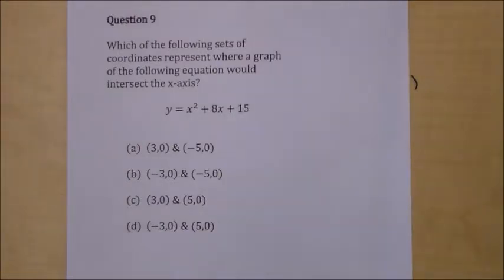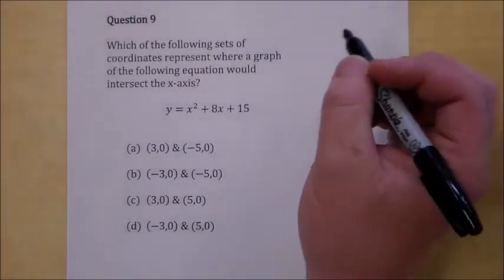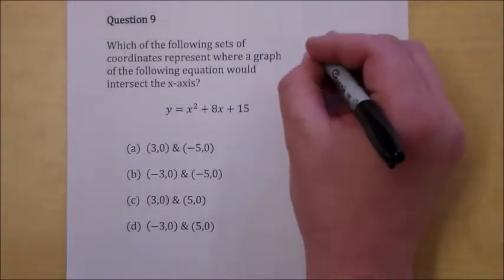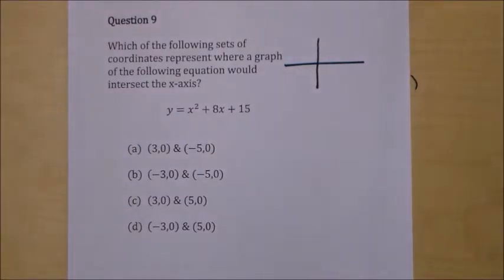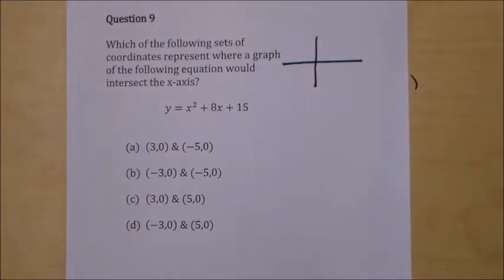Okay, question 9. Which of the following sets of coordinates represent where a graph of the following equation would intersect the x-axis? Okay, so y equals mx plus b is a straight line. Here we have this form. It's going to be a smiley face or a frowny face, and we'll figure out where.